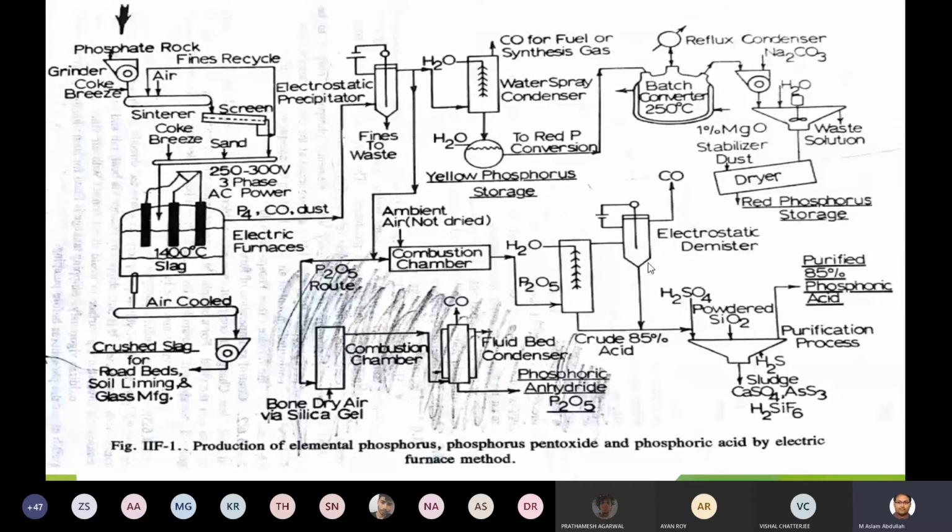So now the question comes: before sending this crude 85% acid to this purification unit, I have to remove the carbon monoxide. So I am sending it to an electrostatic demister. There is a difference between an electrostatic precipitator and an electrostatic demister. Electrostatic precipitator removes the dust. Electrostatic demister removes the mist. Since we have added ambient air, not dried, normally we come across some situations where the moisture droplets will also come. And another thing is, since I've added water, the excess water molecules that are coming out I can recover in an electrostatic demister unit.